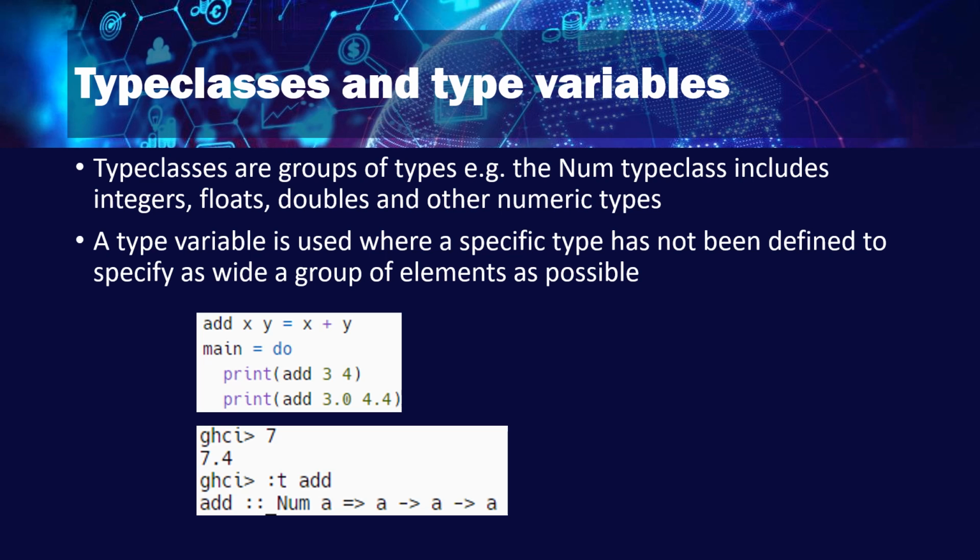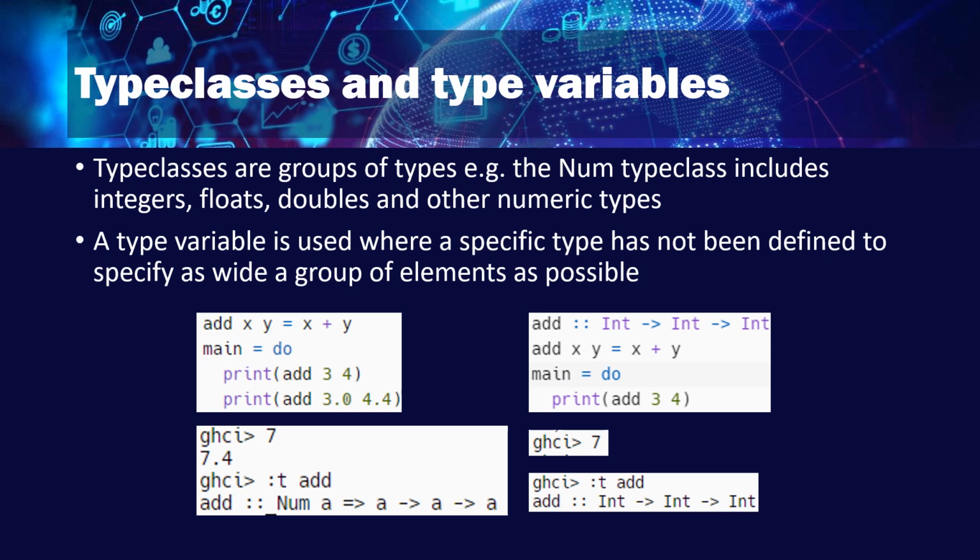It's possible to provide an explicit type declaration for your function, such as in this example here. By providing this, we can now only pass integers. If we tried to pass floats, we would receive an error. You can see that when I call for its type, it now shows that it is integer to integer to integer, no longer using the type variable A.